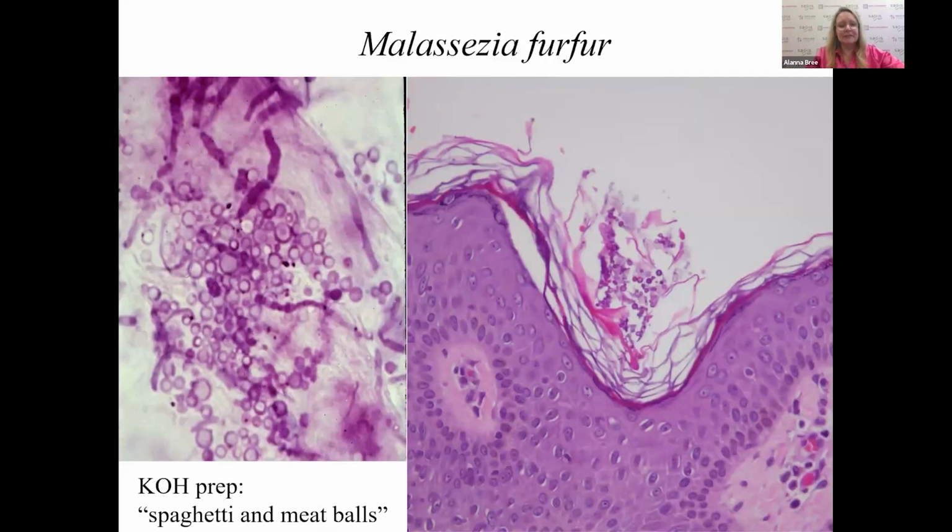So this is Malassezia furfur. Tinea versicolor is the clinical name, or Pityrosporum versicolor. And this is a KOH prep. It's pretty classic. It shows the spaghetti and meatballs underneath the microscope here. And then this is, of course, a punch biopsy that shows it in the superficial horn here. So again, your spaghetti and meatballs.